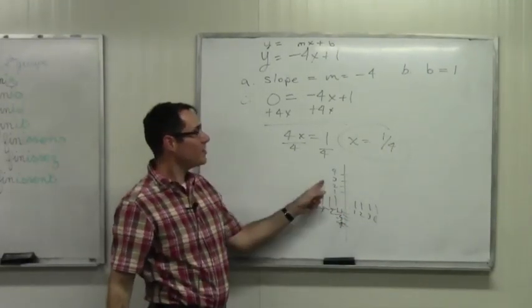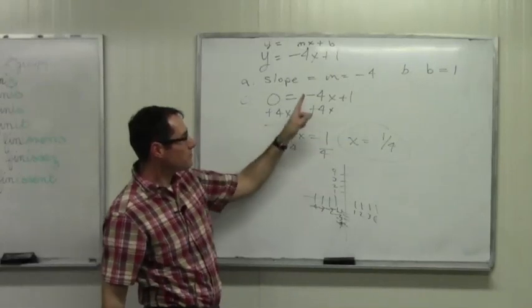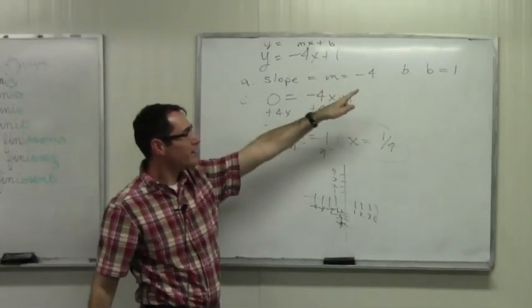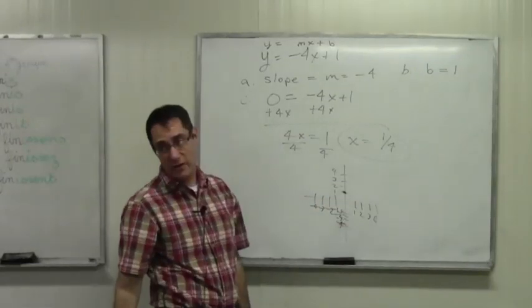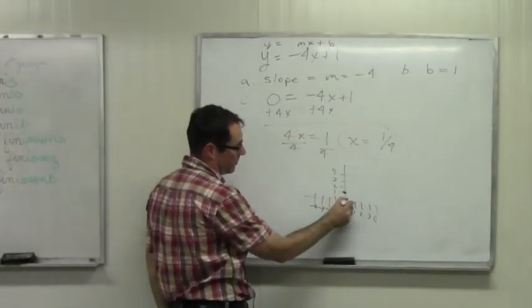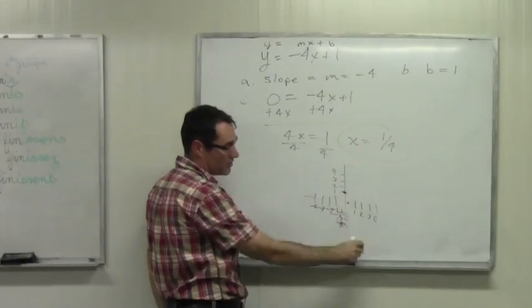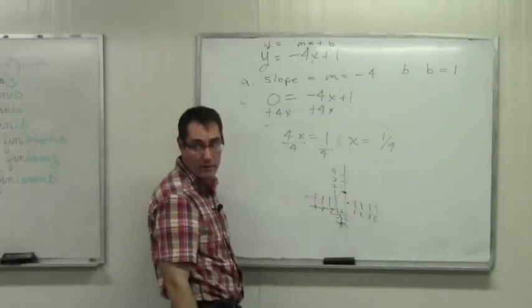On here, you can put in the y-intercept. It's at 1. Just plug it right there. You could also put in the x-intercept, which is 1/4 if you want. And then you draw a line between those, and you're done. I'm happy if you do that.